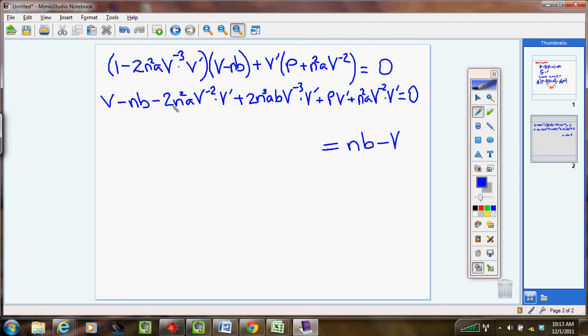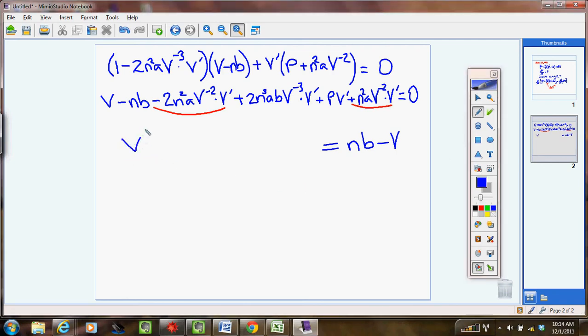notice that I got a negative 2 n squared a v to the power of negative 2 over here, this factor, or this term. And then I got another term way over here which has all the same factors in it except for the constant factor right here. But since they're like terms, I can now combine them in my work over here to simplify this. But remember, I'm trying to factor out v prime, so I'm going to do that. I'm going to combine the algebraic steps.